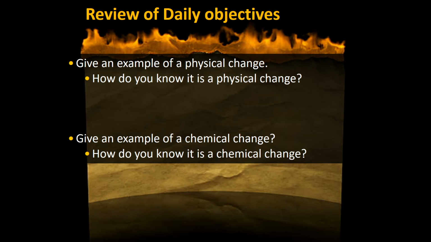Give an example of a chemical change. So burning of wood would be an example. How do you know it's a chemical change? Because after it's done, there's no more wood or less wood than when you started, and you see gas coming out. You see heat. You feel heat. It's gotten hotter, and light was given off.